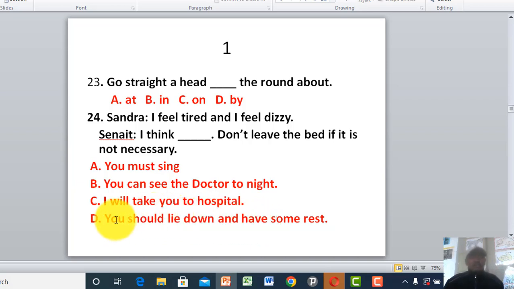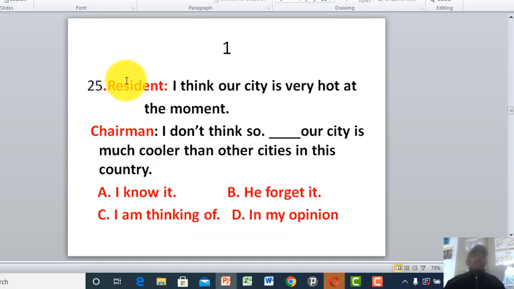So that is correct. Question number 25. There is a conversation between resident and chairman. I think our city is very hot at the moment. Right. Chairman: I don't think so. Blank, our city is much cooler than other cities in this country.